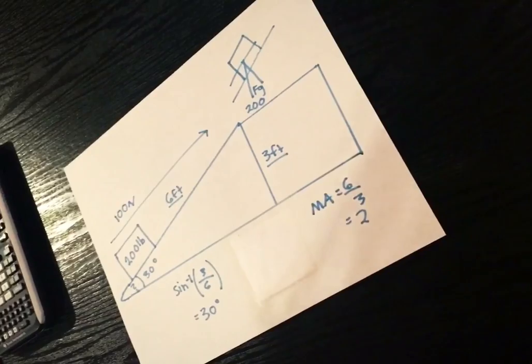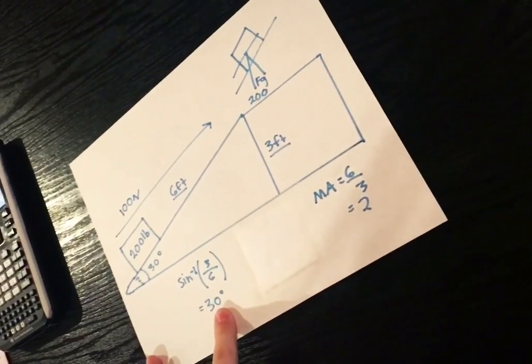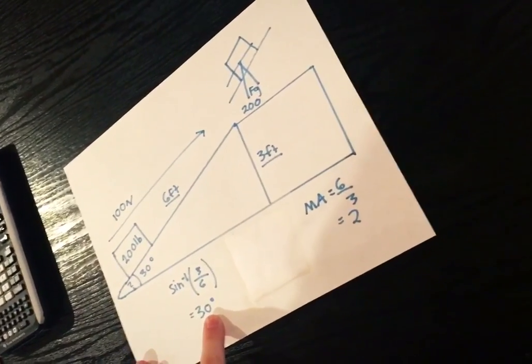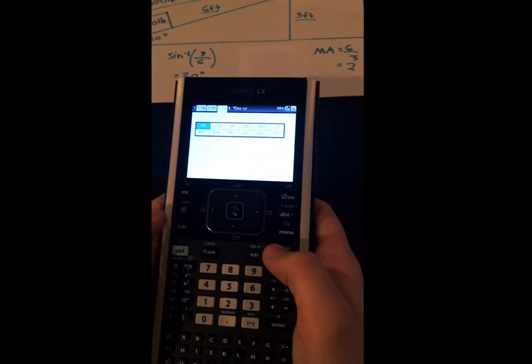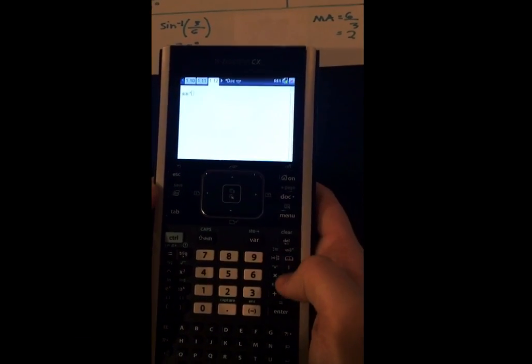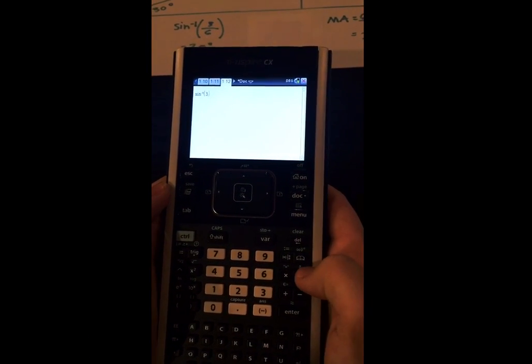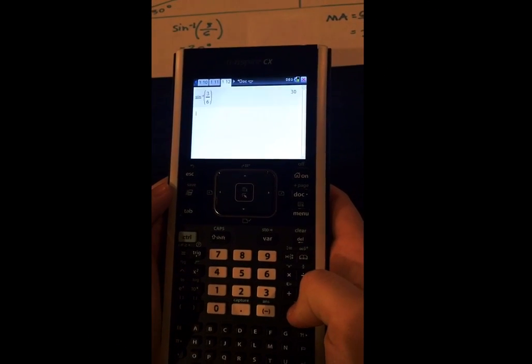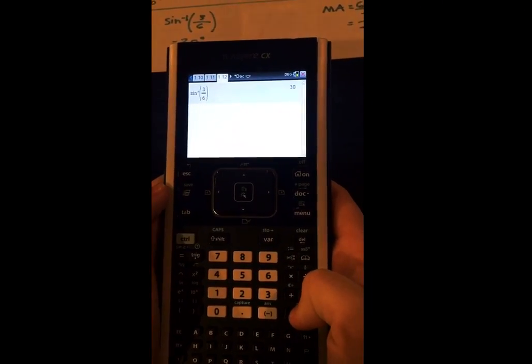Now, for the review. First, we found the angle by using the inverse sine function on the calculator. You push the trig function in your calculator and go to the inverse sine. Then you plug in 3 for the height over 6 for the length. This is how we got 30 degrees.